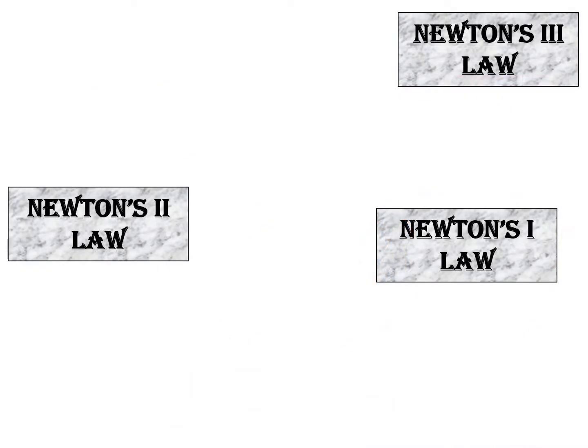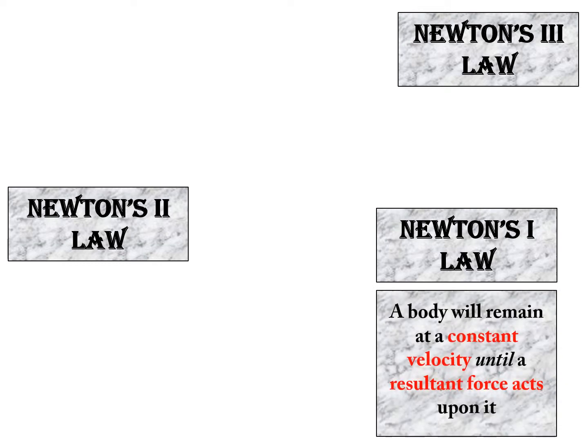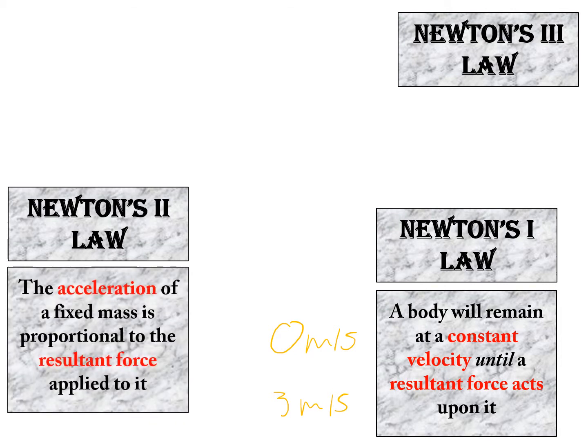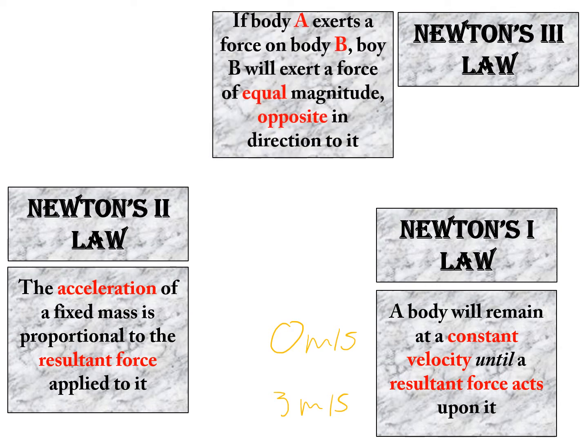So, can you identify or can you remember Newton's 3 laws? The main thing to remember is that in one of the laws, there's acceleration or deceleration. In one of the laws, there are 2 objects. Can you remember which one is which? Newton's first law, we have constant velocity. So that's either not moving or moving at a constant velocity, for example, 3 meters per second. Newton's second law, we've got acceleration, so an object is going to be getting faster or slower. And Newton's third law is where we have 2 bodies.